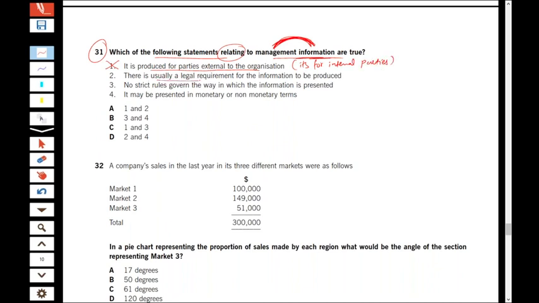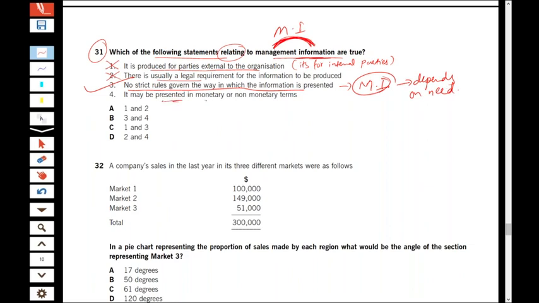Number two: there is usually a legal requirement. No, not at all. Number three: no strict rules govern the way in which information is presented. True. There are no strict rules because management information, MI, depends on need.